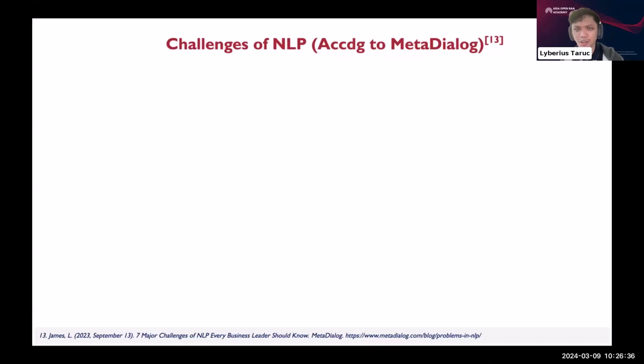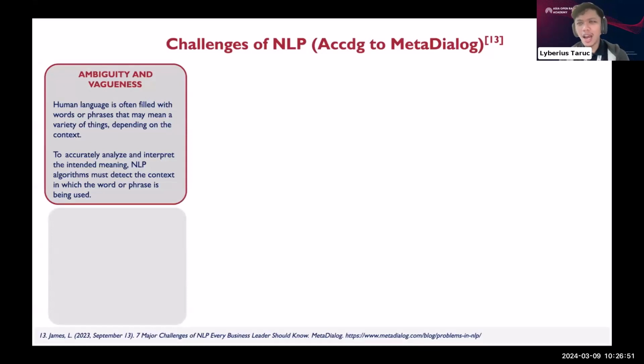Now, I was able to find a good source for this, Meta Dialogue. You can even look this one up. The website itself cites 7 challenges, but I was able to condense it into just 3. Okay, so what are the high-level challenges? Number 1, ambiguity and vagueness. Okay? We know how vague human language is. I mean, it's not just in Filipino, it's not just in English, right?